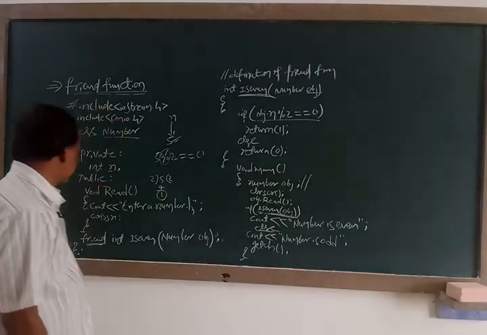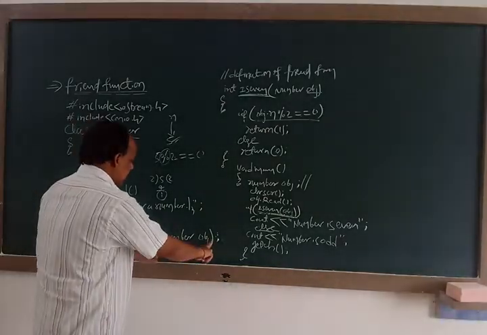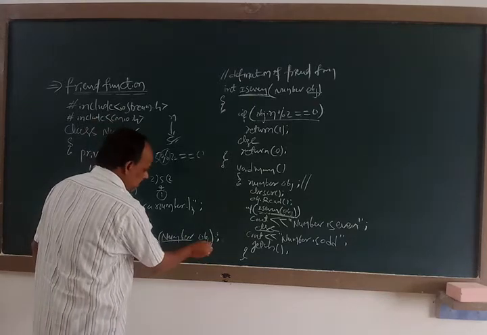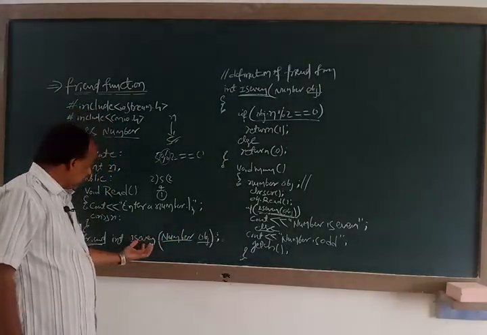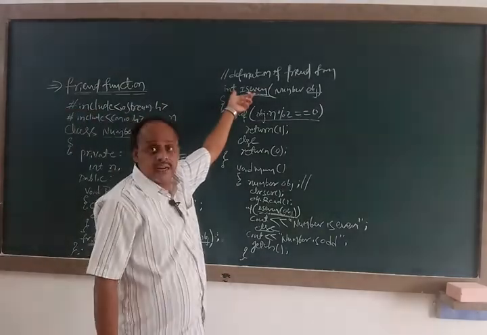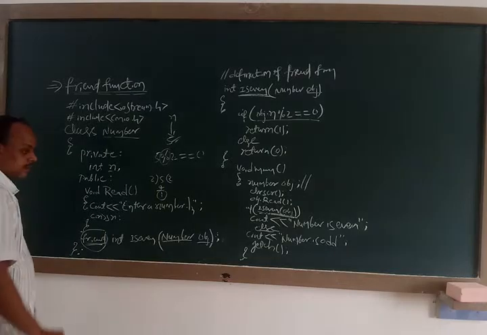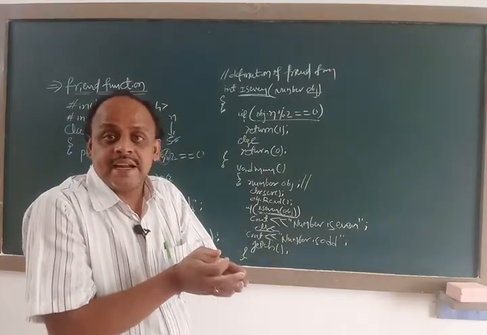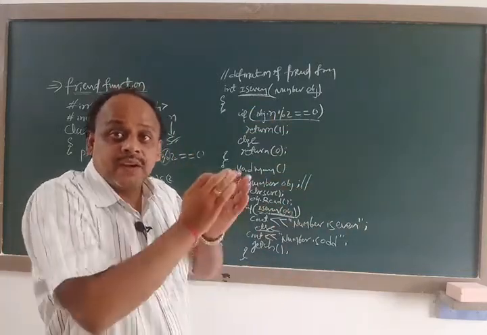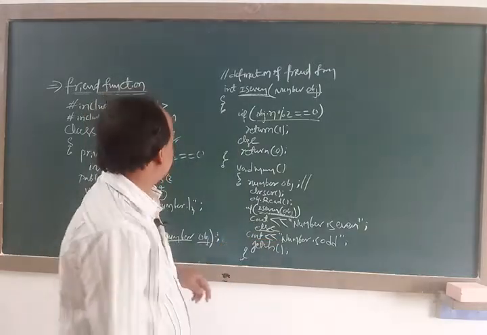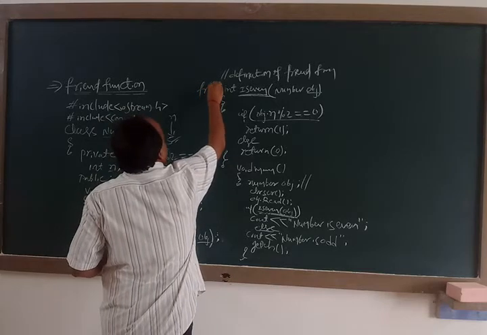Next point, whenever we are declaring a friend function, in the parentheses we have to write the class name and object. This is the syntax. Whenever we are defining it outside the class, don't write this friend keyword. The friend keyword is needed only when declaring the friend function inside the class. When writing code for that function, outside the class, don't write friend. This is wrong.